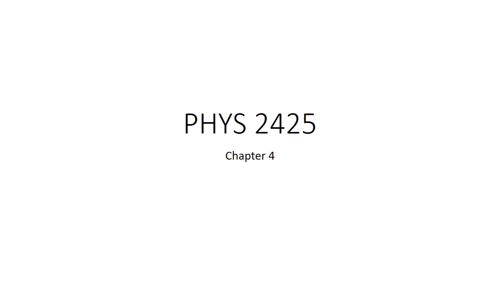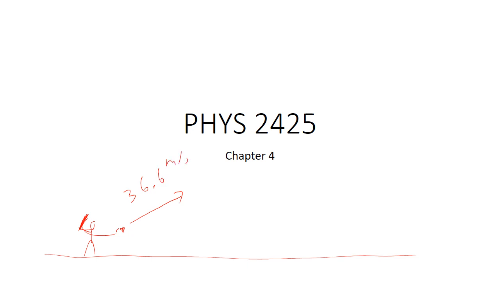Okay, let's do one more example problem. Let's do a baseball example problem now. So let's imagine that we've got a baseball field and we've got a batter right here, and he swings and hits a ball. Okay, so the ball is initially moving at 36.6 meters per second at an angle of 50 degrees above horizontal.